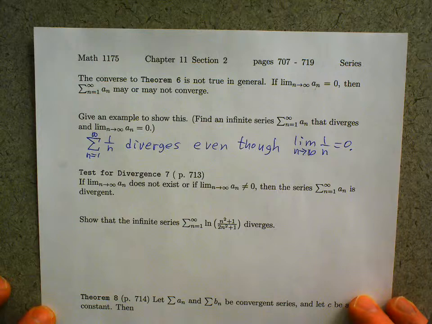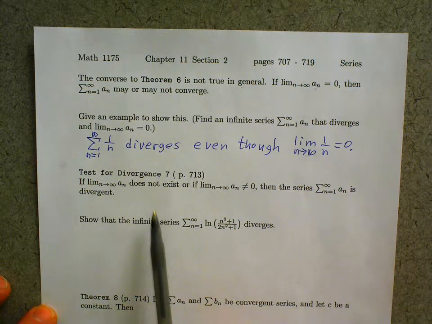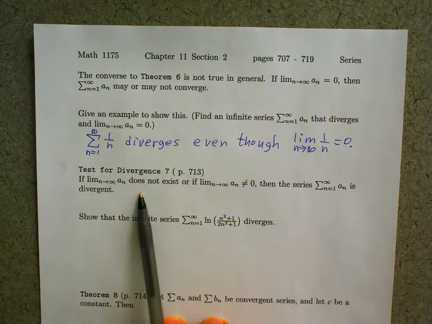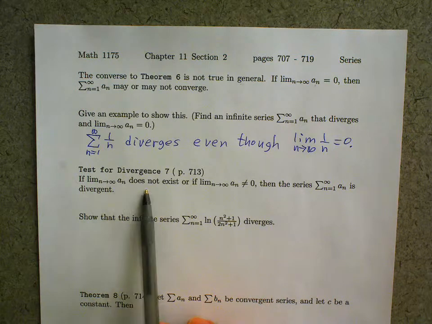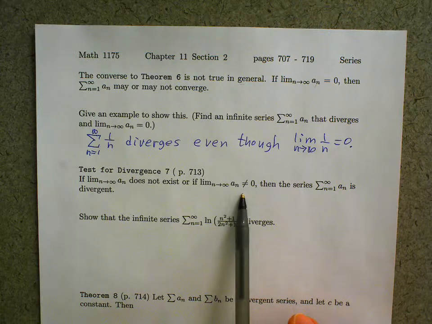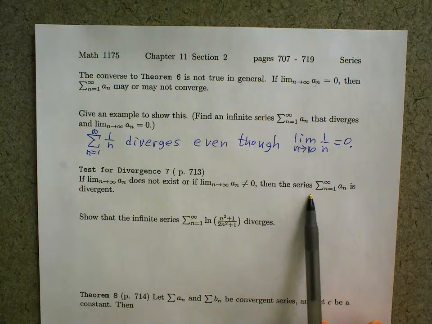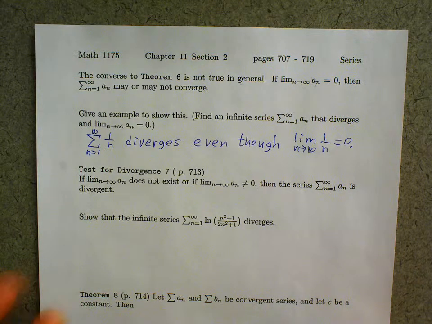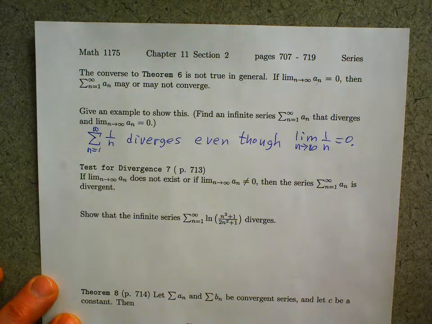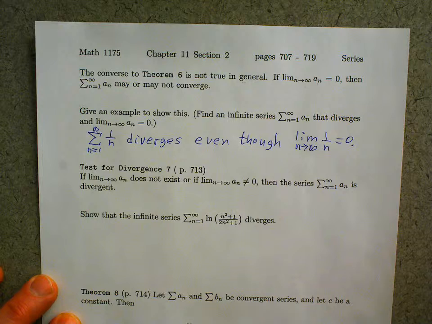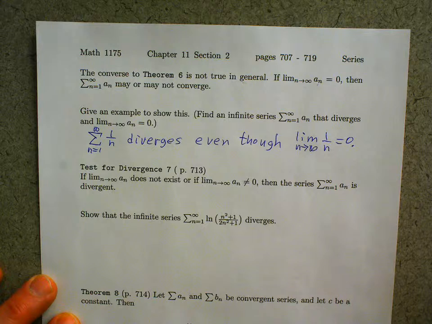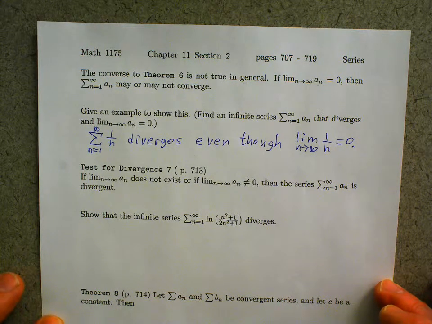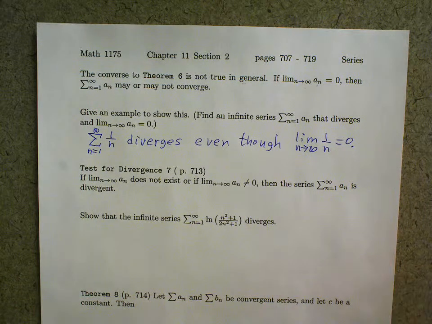But we can use the contrapositive of Theorem 6 as a test for divergence. This says if the limit of a sequence a sub n does not exist, or if the limit does exist but does not equal 0, then the corresponding infinite series is divergent. So in general, when determining whether a series converges or diverges, it is sometimes useful to determine if the limit of the sequence is equal to 0 or not. If it's not equal to 0, then we know that the infinite series diverges. So we'll do this for this example.